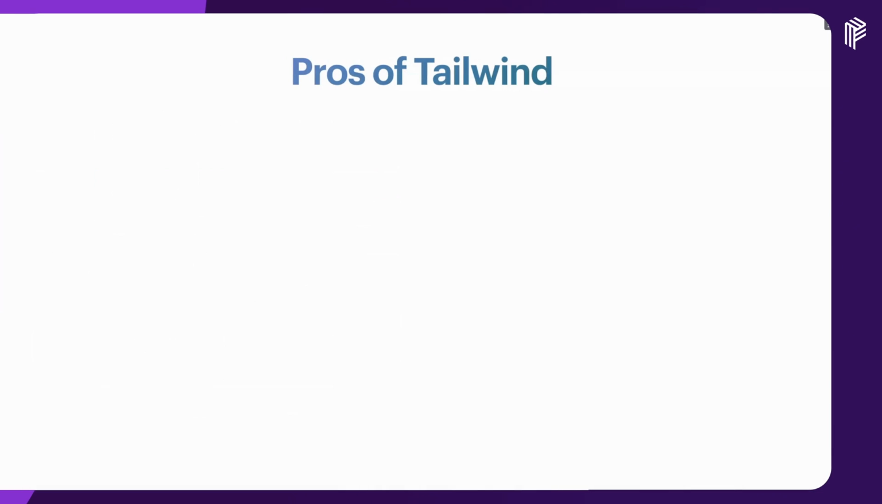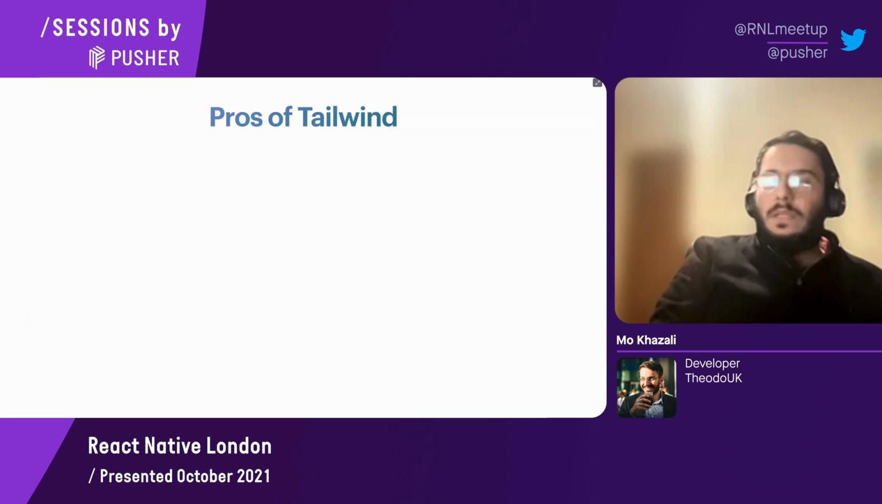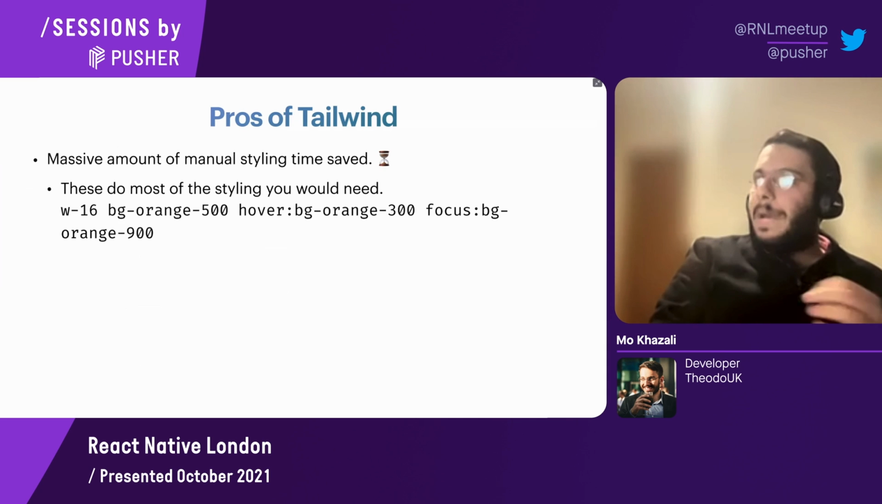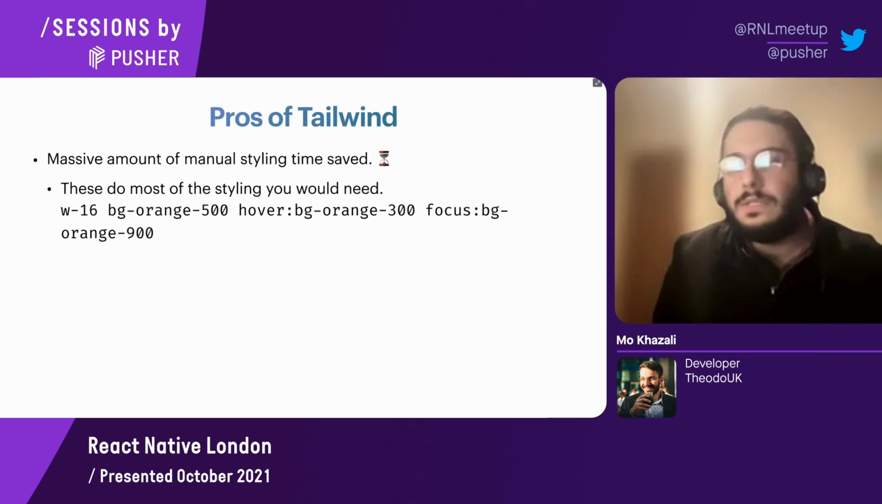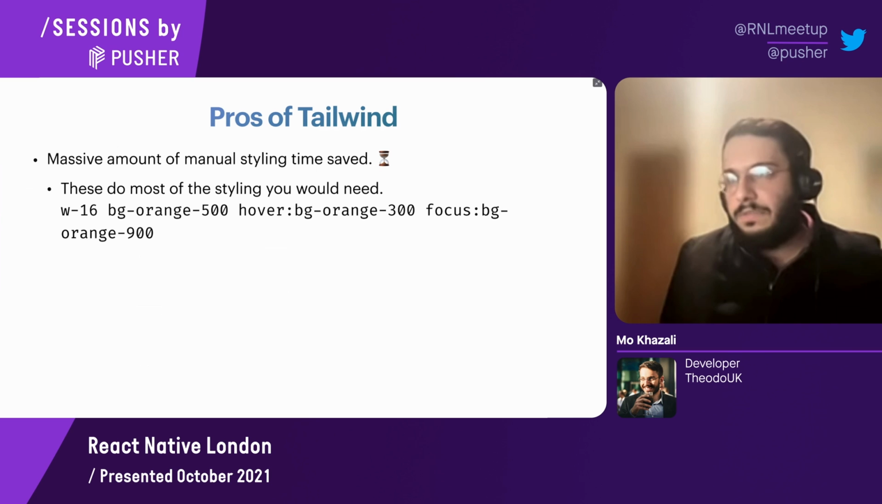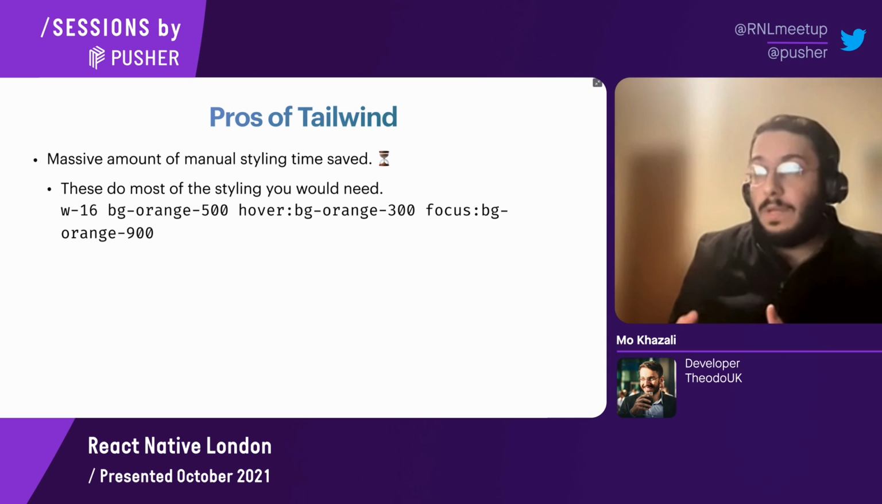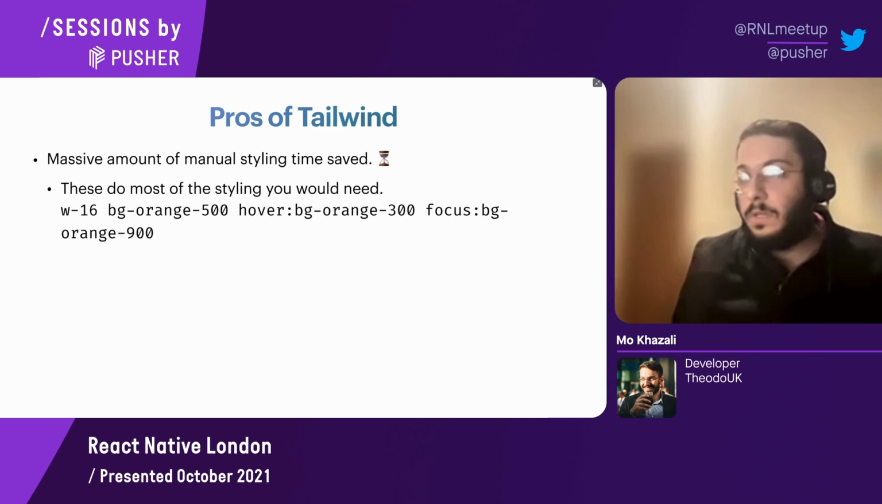So to start off with, some of the pros of Tailwind. Massive manual styling time is saved, and I can't emphasize this enough. Most of the styles that you would ever need to do come pre-built as part of this library, so to speak. And if you want to set things like the width of a component, you can do that. If you want to set it to different shades of a color, and as I'll touch on afterwards, this is fully customizable as well. You can do that.